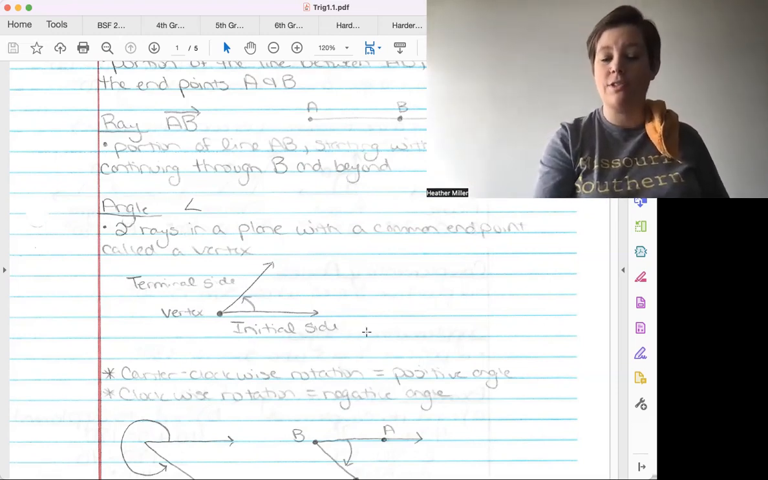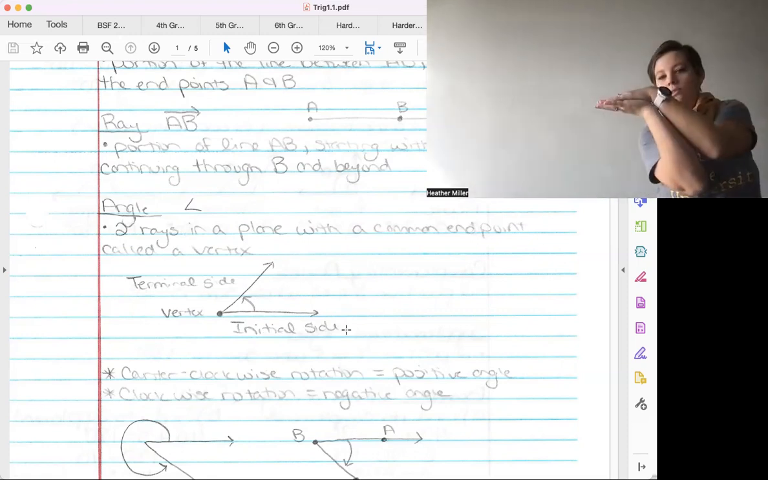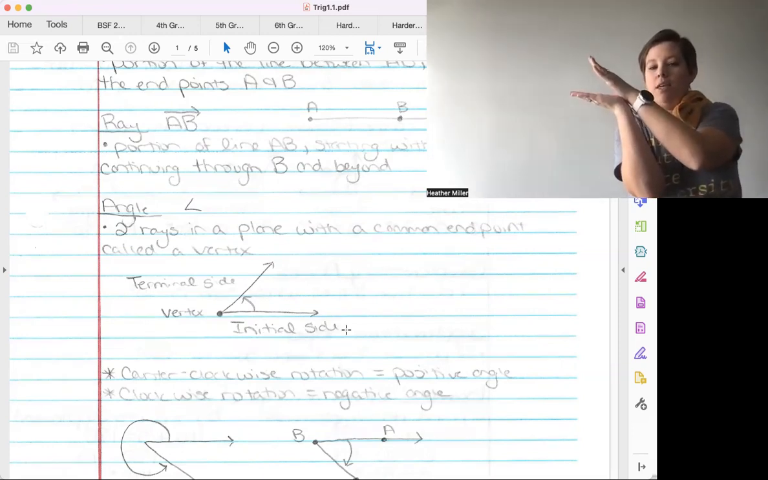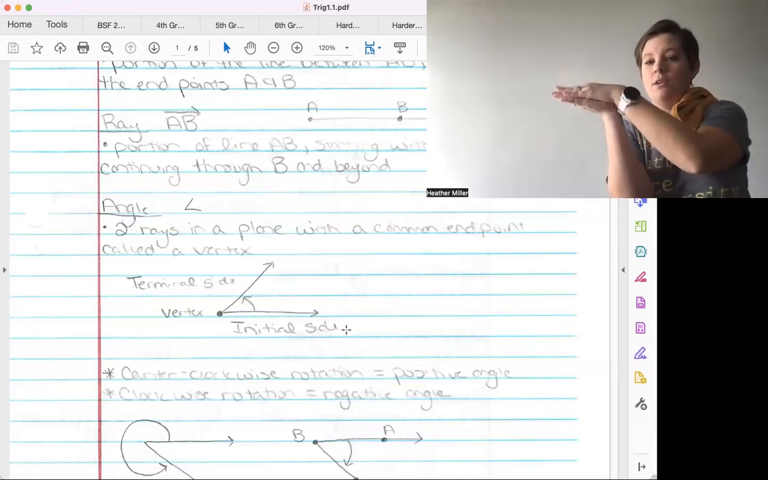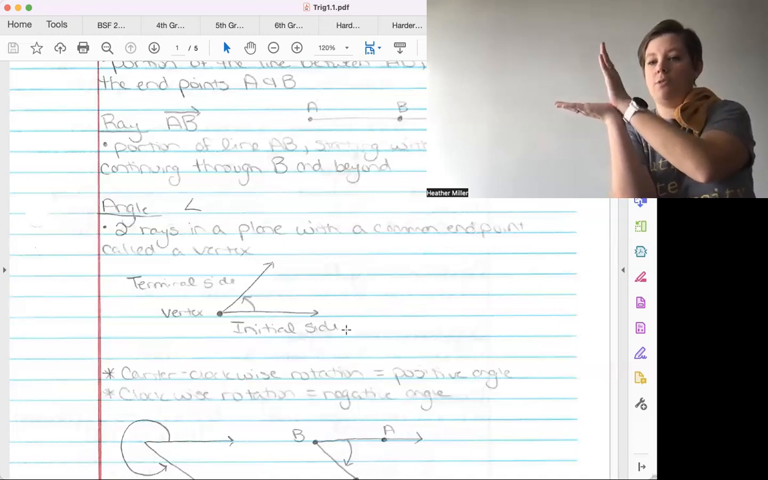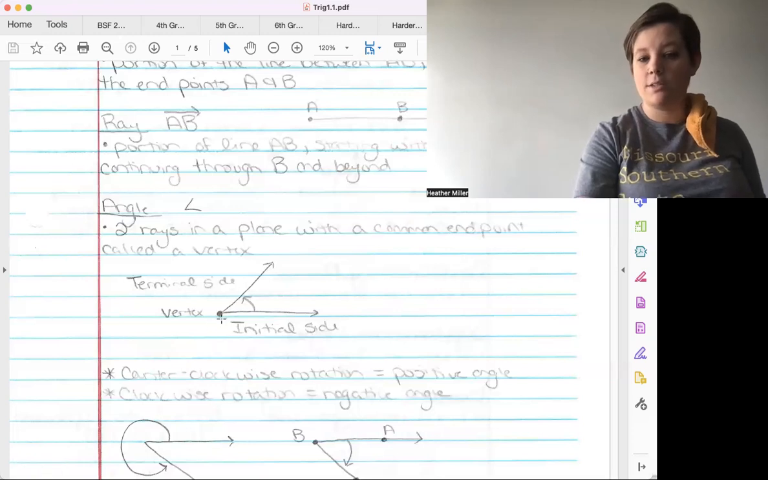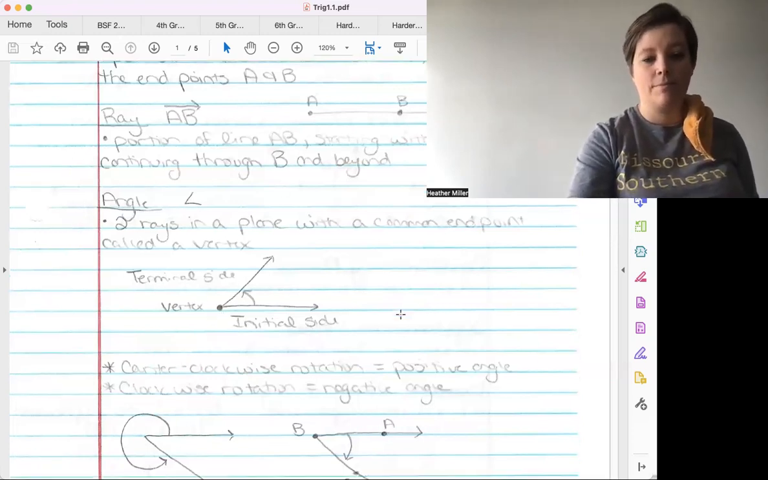So we have our initial side. That's kind of like our starting side. If you think about angles, they open up like this, and this bottom part is our initial side. And then our terminal side, that's where our angle stops. So we start at our initial side, and then our angle goes until it hits the terminal side. And then we have our vertex. So that's what our angle looks like.